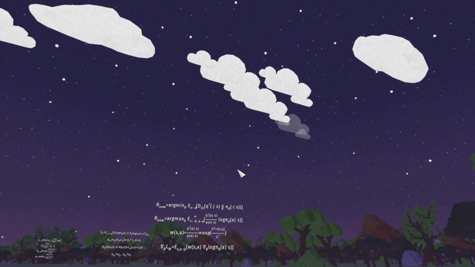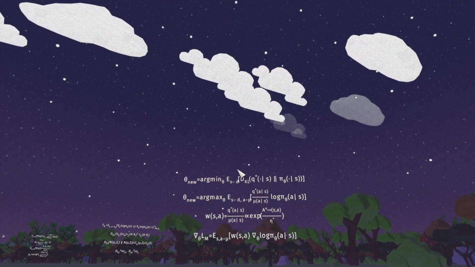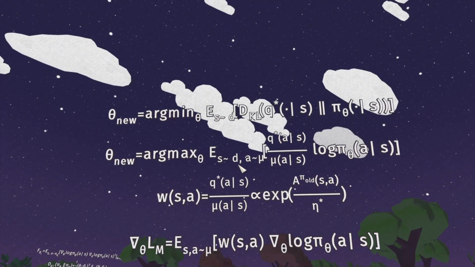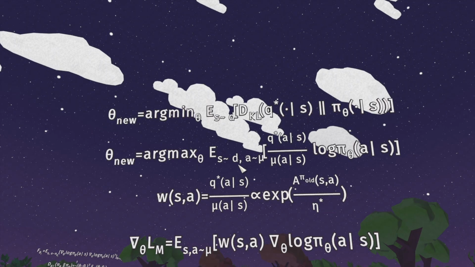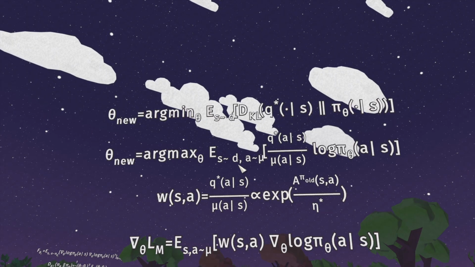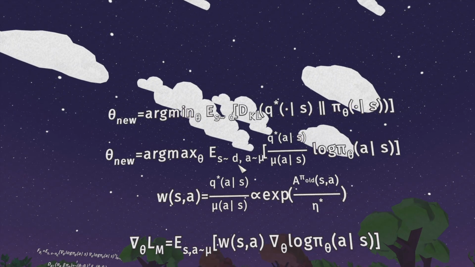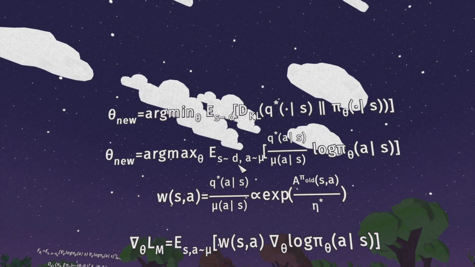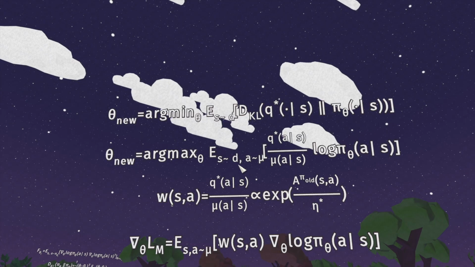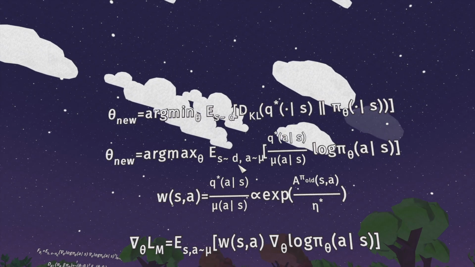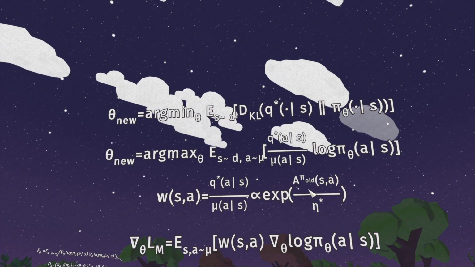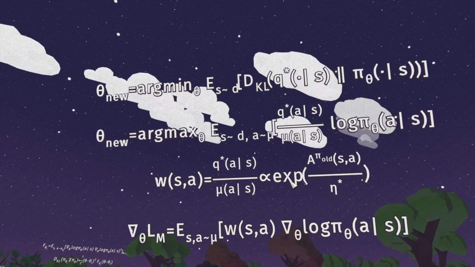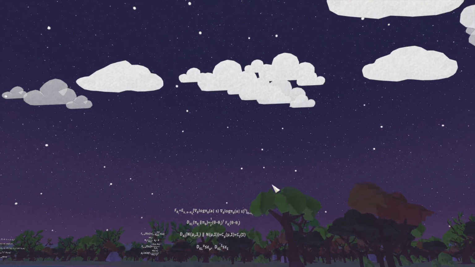Once we have this closed form q, the M step projects it back onto the parametric family pi theta through forward KL. Expanding the KL and dropping the entropy term, because it does not depend on theta, gives us the weighted log likelihood. Because q star is proportional to mu exponentiated f over eta star, the importance ratio simplifies to a softmax over exponentiated scores: exponentiated Q in MPO, advantage in V-MPO.